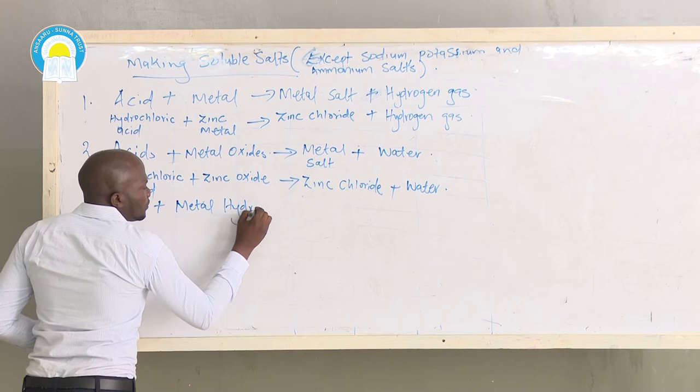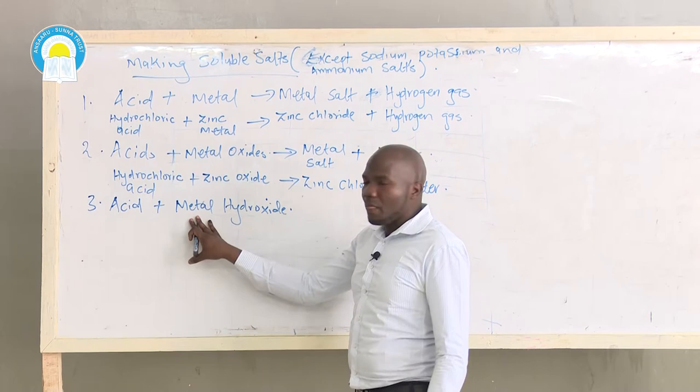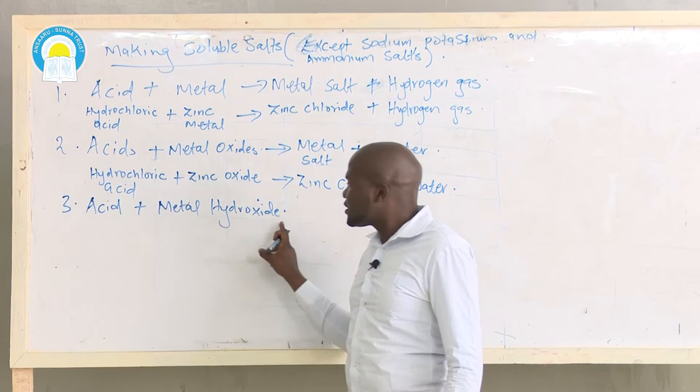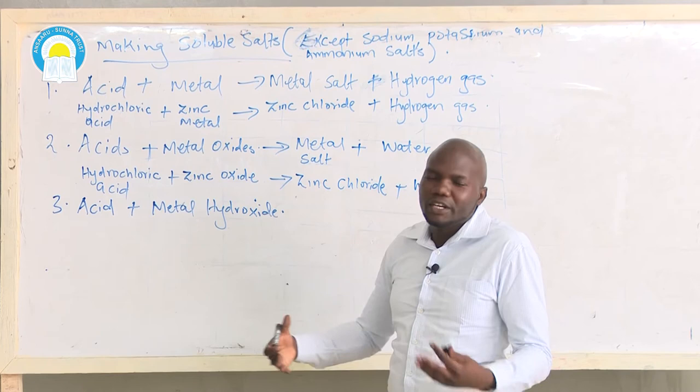Year 10. Hydroxides are soluble bases. Remember I have said oxides are insoluble bases, but now we are on hydroxides. Hydroxides are soluble bases. So when this base reacts, it is just a common reaction, the way we started with this topic, we said this in year 10.